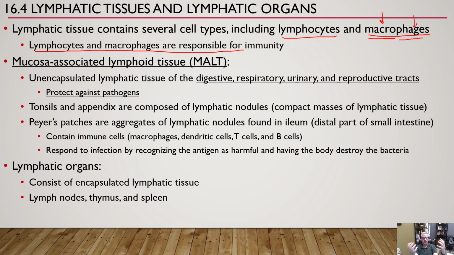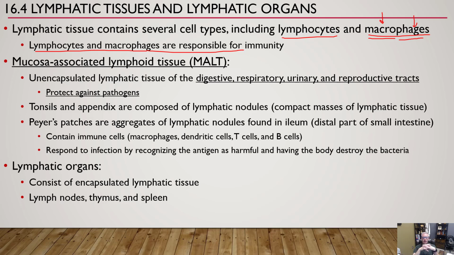Basically, these are clusters of lymphatic nodules. We also have these things called Peyer's patches in your lymphatic nodules. You'll also see these in your ileum, which is a part of your small intestine. They're going to contain immune cells. We talked about macrophages. We'll talk about dendritic cells, T cells, B cells. And these cells in the Peyer's patches are going to respond to infection.